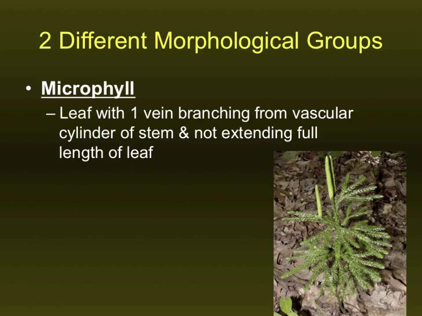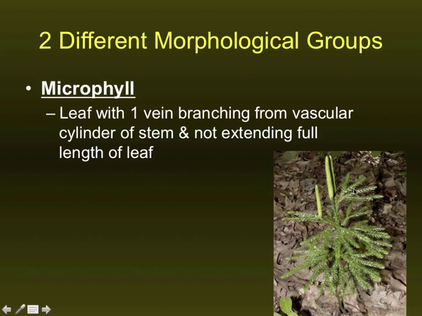Microphylls are leaves that are very tiny, hence the name microphyll. They only have a single vein, and that vein doesn't even go the full length of the leaf. So these are what you find in very, very primitive seedless vascular plants like the one in this picture. This is called a club moss. It's related to ferns. It looks like a little tiny pine tree, but it's not even close to being a pine tree. The leaves on this organism here are very, very tiny.